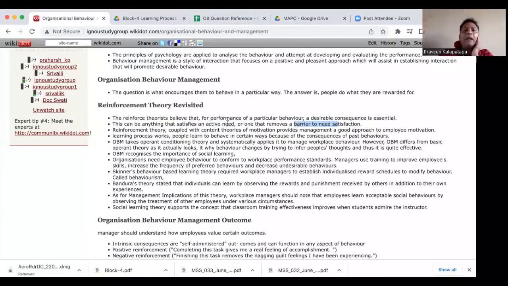For example, if you are doing this, you are going to get a salary increment or a promotion. This is satisfying an active need. Removing a barrier to need satisfaction: if you complete this particular work, you can go home early, right? So it is like removing the barrier for need satisfaction. Reinforcement theories coupled with content theories of motivation provide management a good approach for employee motivation.